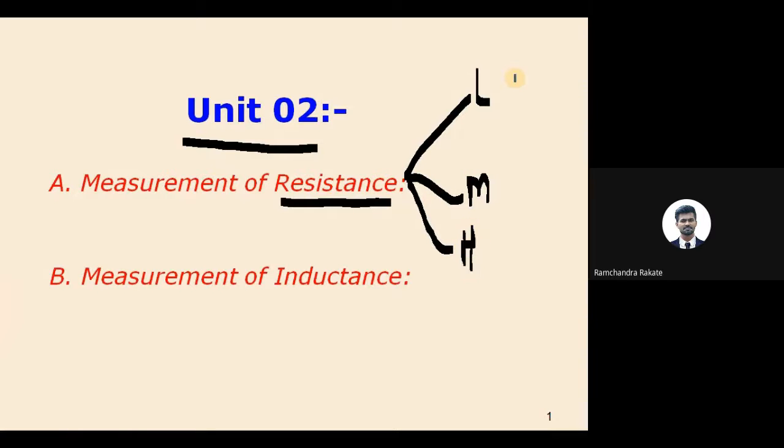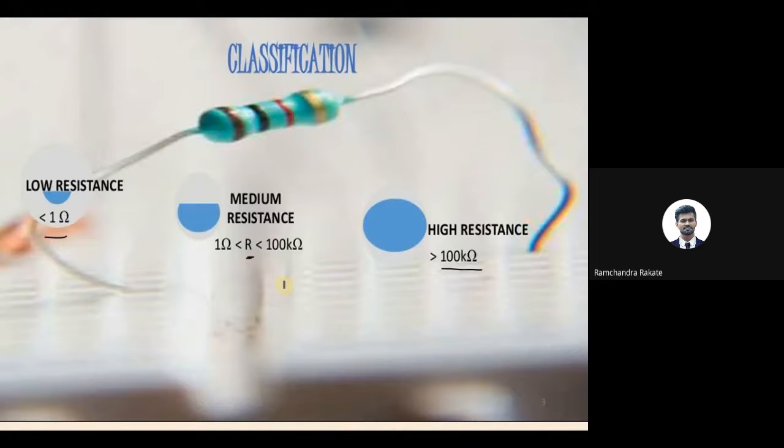Now please help me with the value of resistance in low, medium, and high. For low, less than 1 ohm. For medium, in between 1 ohm to 100 kilo ohm.